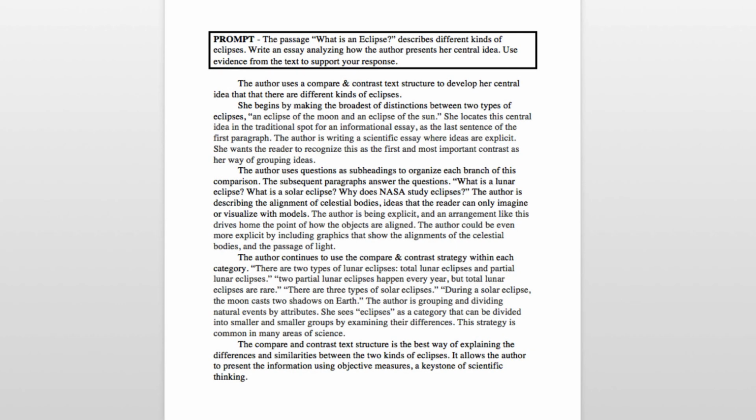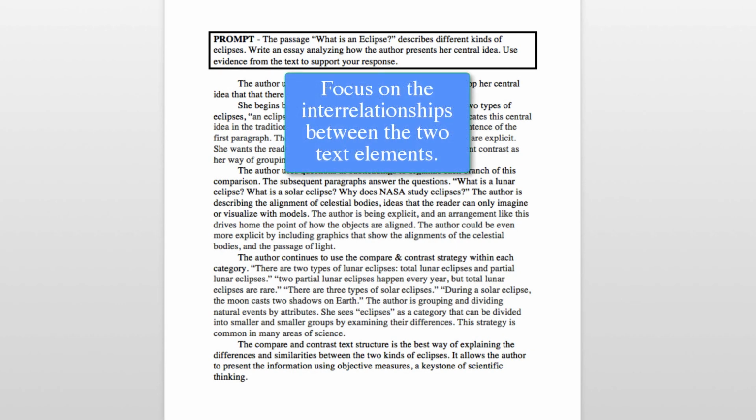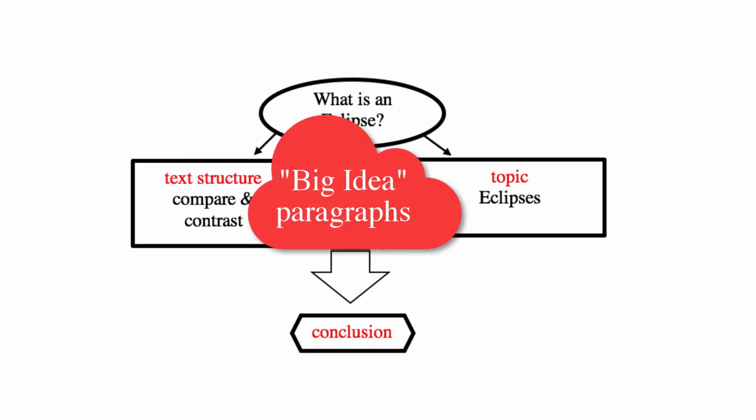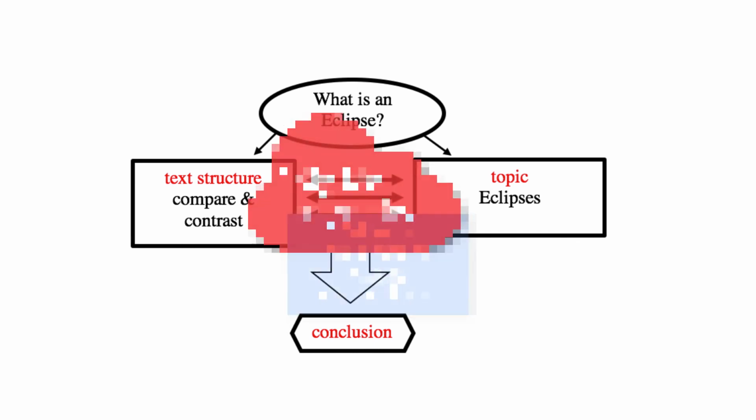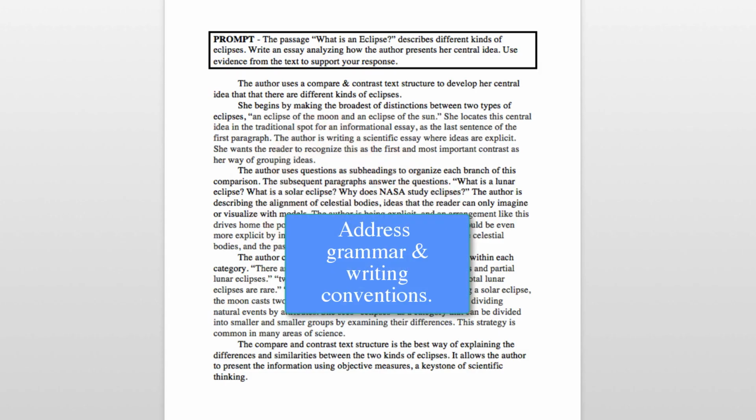The student now reads her completed essay twice. The first read uses a lens focused on the interrelationships between the 2 elements. Can her big idea paragraphs fit in here? The second read uses the lens of grammar and writing conventions.